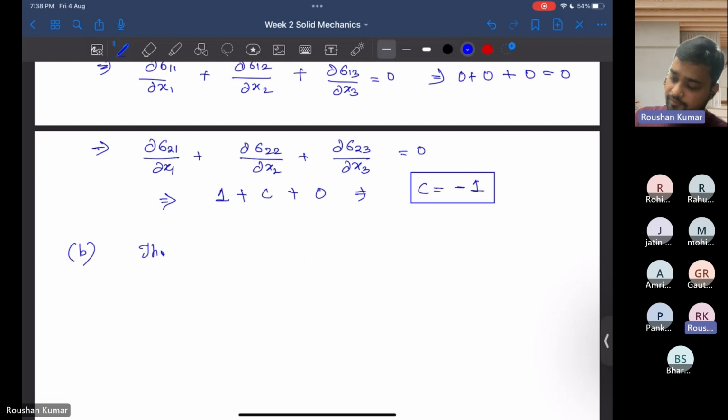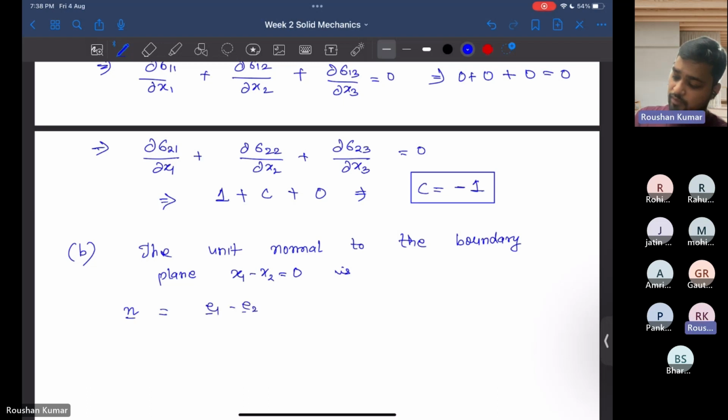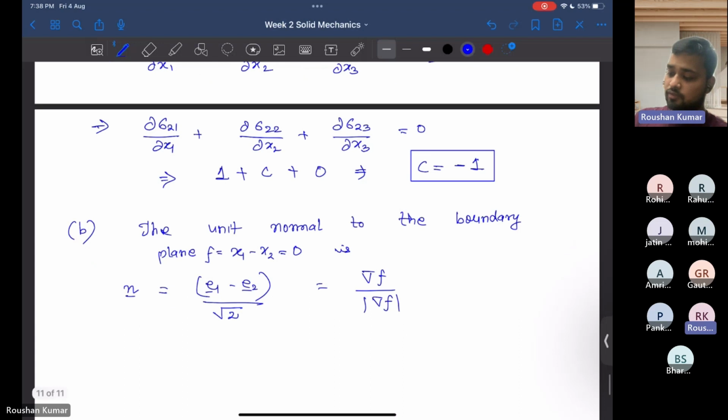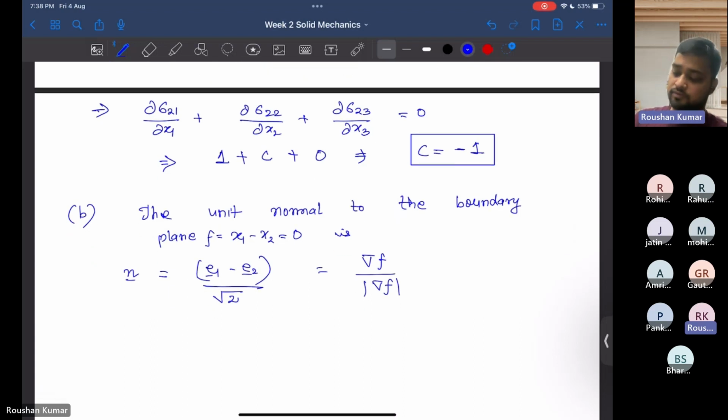First we can find the unit normal to the boundary plane. The unit normal to the boundary plane x1 minus x2 equal to 0 is given by n equal to e1 minus e2 upon root 2. So this is basically, if this plane is denoted by f, it comes from grad f upon magnitude of grad f. So this is the unit normal to the boundary plane f equal to x1 minus x2 equal to 0.